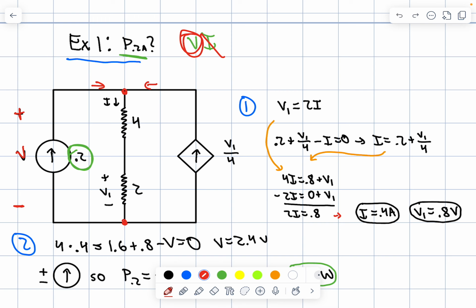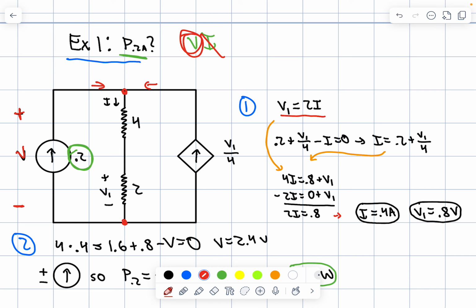Now, I can also see one other relation, and that relation is V1 is equal to 2 times I. The way I see that is, they gave us V1 as a voltage drop across this 2 ohm resistor. I know that V equals IR, and I can substitute in this I, and this R I know is 2, because it's the 2 ohm resistor.